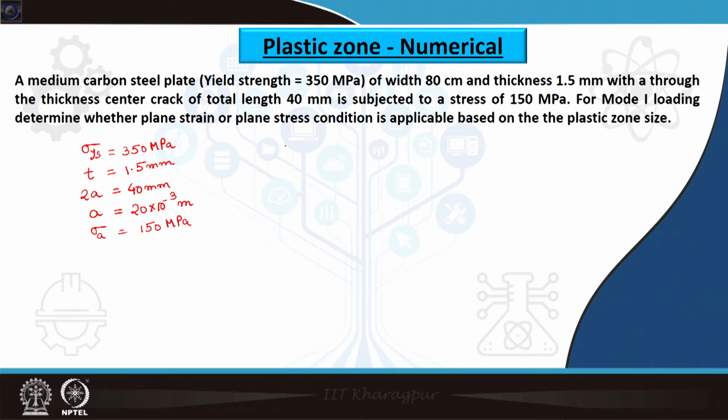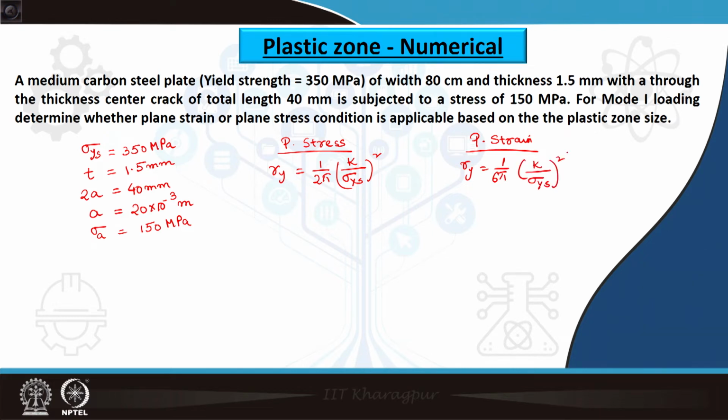If we need to figure out the plastic zone size under plane stress condition first, and the plane strain condition thereafter, what we need to know is the value of K, because r_y is given by 1 by 2 pi (K by sigma yield strength) square, and in the plane strain case r_y will be just 1/3 of that, or 1 by 6 pi (K by sigma yield strength) square. So, what we need to find out first is the value of K.